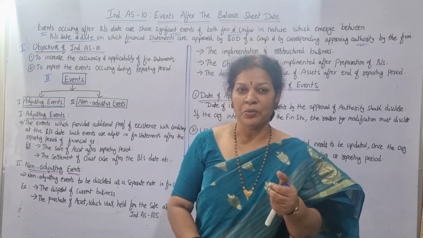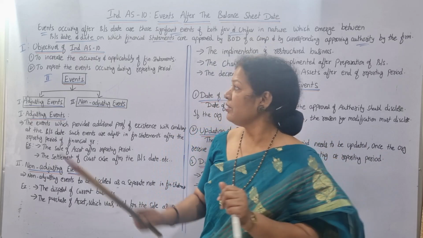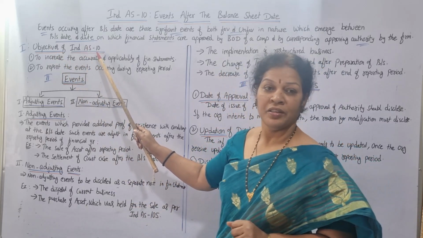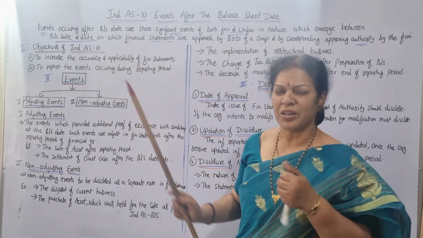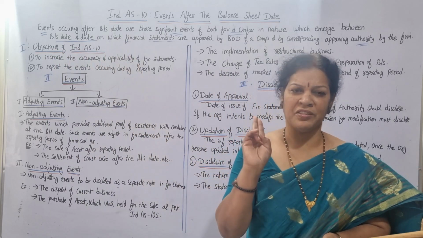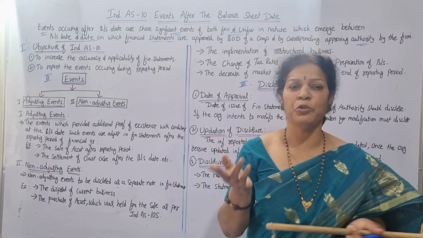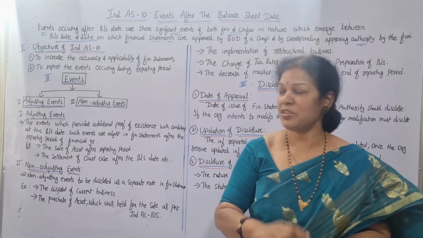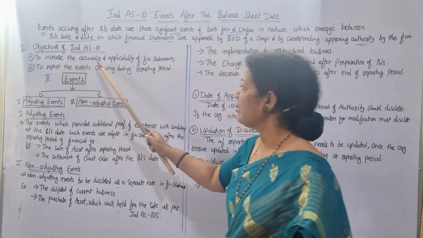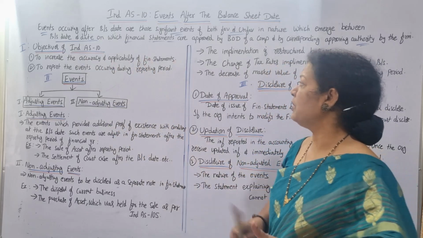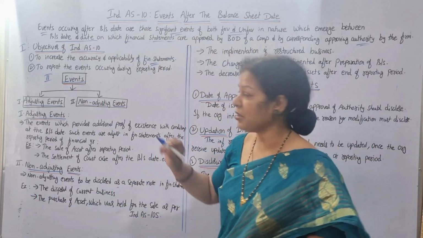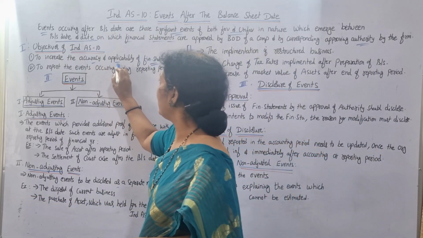Here you have to understand two things. One is the objectives of Indian Accounting Standard 10. What are the main objectives? Two objectives. Why do we prepare this? Why do we need to understand this accounting standard? The first objective is to increase the accuracy and applicability of the financial statements. In financial statements, we want to see accuracy and applicability.